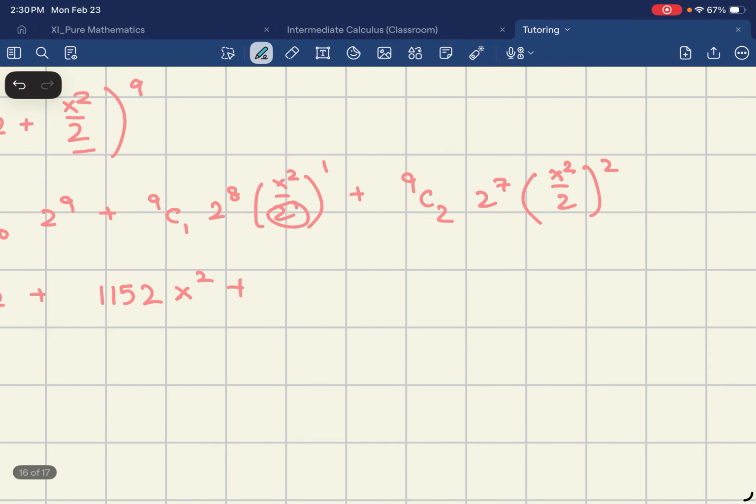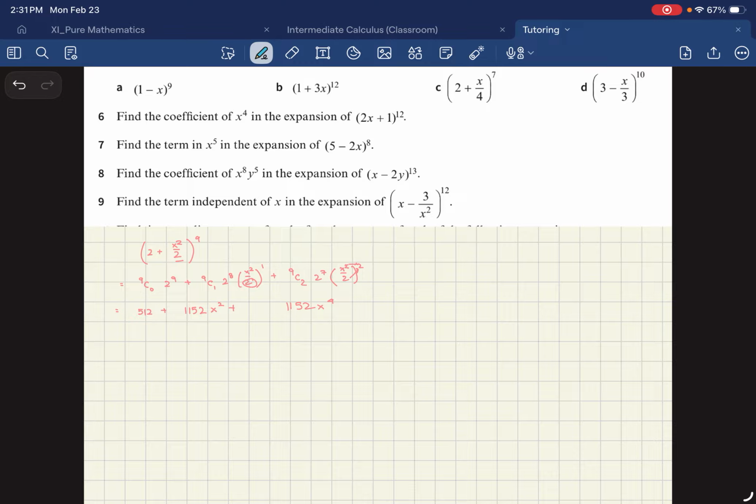And finally, I have 9C2. 9C2 is 9 times 8 divided by 2. That is 9 times 4. And that is 36 times 2 to the power 7 times x to the power 4, because 2 times 2 is 4. And then I have 2 to the power 2, that is just 4. So if I divide 36 by 4, I get 9. And finally, 9 times 2 to the power 7 gives me 1152 x to the power 4. So that is your answer.